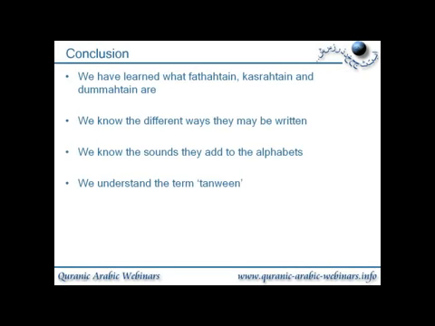Conclusion: we have learned what Fathahtain is, what Kasrahtain is, and what Dummahtain is. We know the different ways they may be written, and later on we'll learn why they're written in different ways. We know the sounds they add to the alphabets, and we understand the term Tanween.